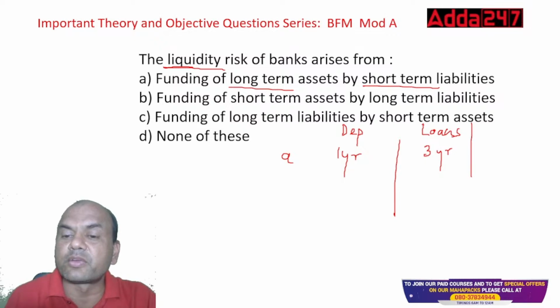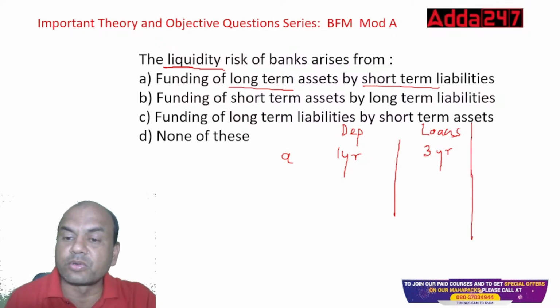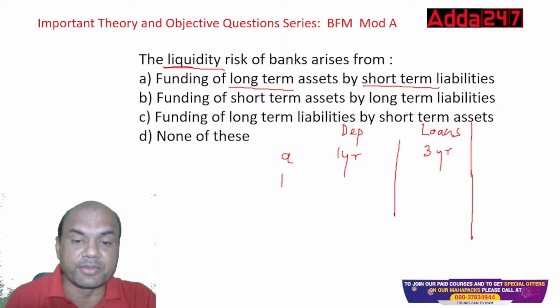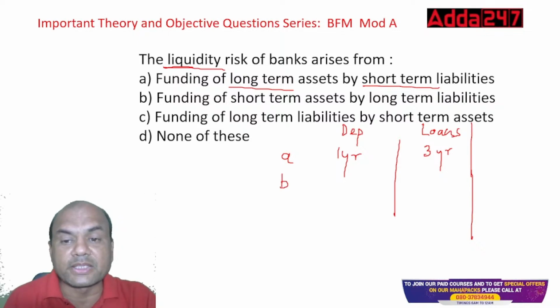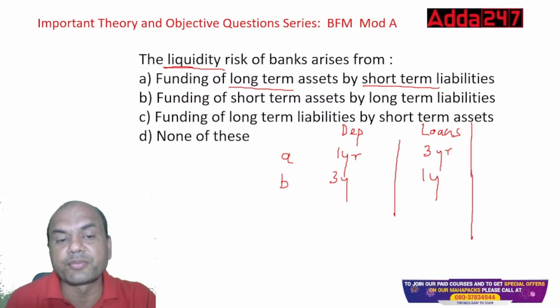Will this create a liquidity risk for me? Just type yes or no over here. Let's see later. B. Funding of short-term assets by long-term liabilities. So deposit of 3 years and loan of 1 year. Will it create a problem for me?